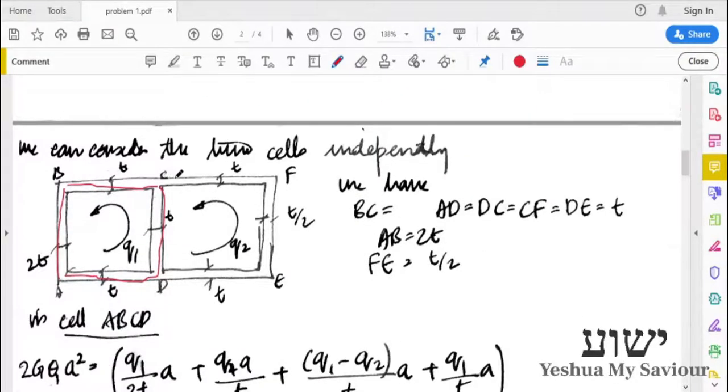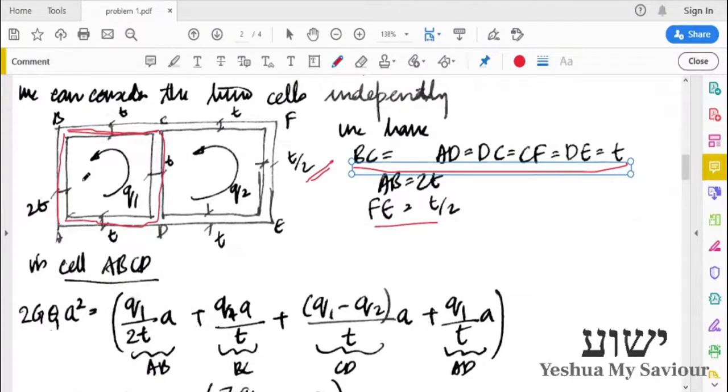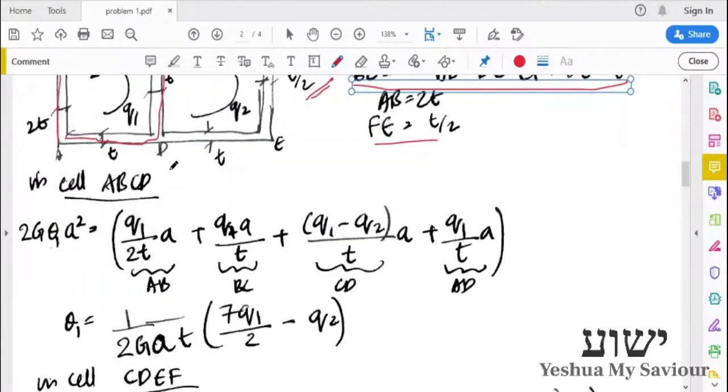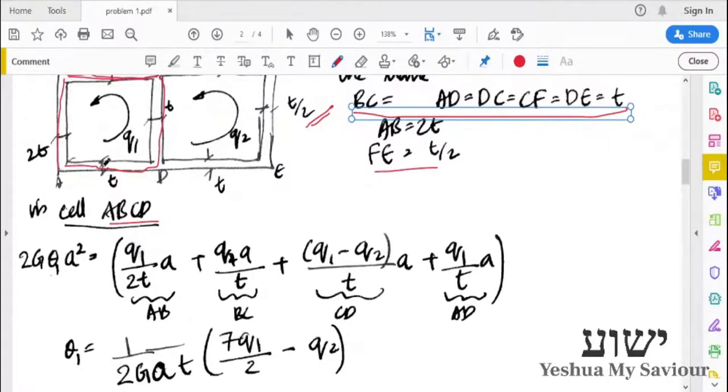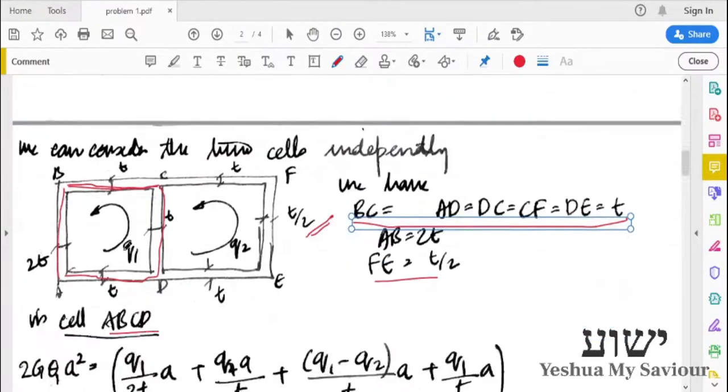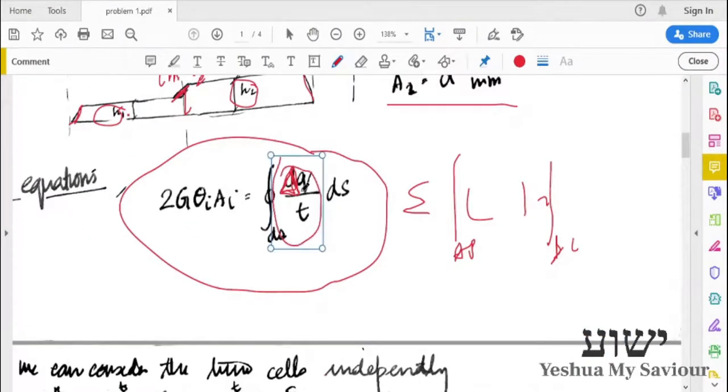So what I've written here is the thicknesses of the segments AB, BC, CD, DE, EF, and so on. The BC thickness is equal to T, the thickness of AB is 2T, and the thickness of EF is T by 2. I just put some names. So I'll consider the two cells independently. In cell ABCD, from the above equation, I have 2G theta 1 A square, because the area is A square.